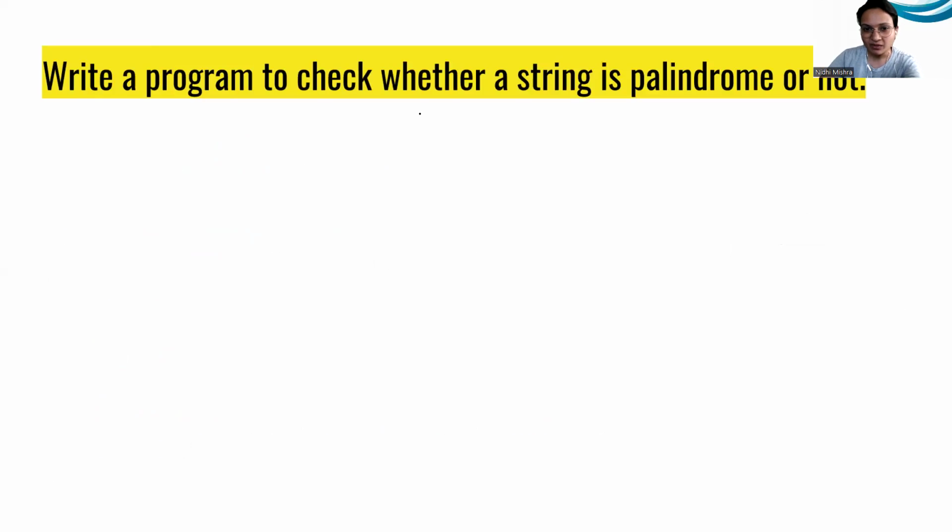Now, write a program to check whether a string is a palindrome or not. What is a palindrome? Any string which reads the same from starting and ending. Suppose A, B, C, B, A. Is it a palindrome? A, B, C, B, A. Is it the same? A, B, C, B, A. Yes, I can read the same from starting and from ending. So this is a palindrome.